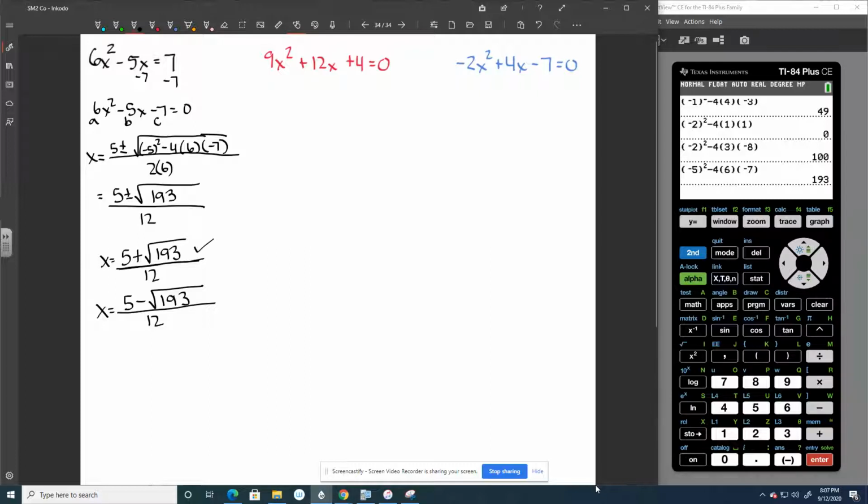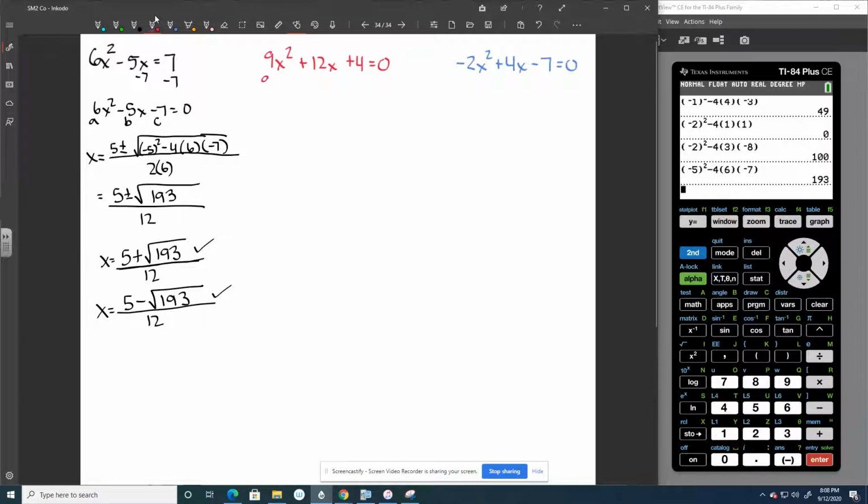I like this answer. I like it a lot more than I would like a decimal, which is one of the benefits of not plugging the entire equation into your calculator, because it's going to give you an ugly decimal and you don't know where or why. This is why, because we don't know what the square root of 193 is. It's not a pretty number. Okay. Second example, 9x squared plus 12x plus 4. You are more than welcome to try and factor that one if you want, but this video is about the quadratic formula.